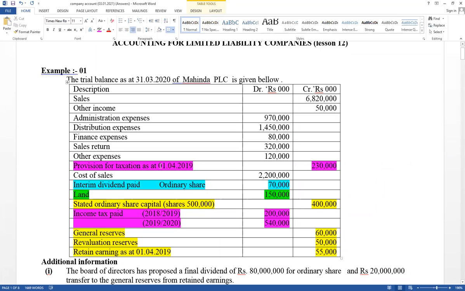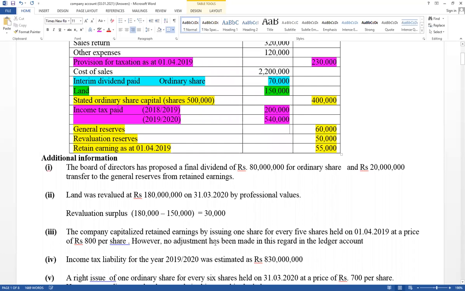Provision for income tax as at 1st April 19, and income tax paid amount 18-19 period and 19-20 period. 18-19 means last year last quarter paid amounts. 19-20 means this year first three quarter paid amounts. Try to recognize under provision and over provision also. And the additional fourth one has given income tax liability for the year. Right, think about it: first three quarter paid amount plus last quarter estimate value equals income tax liability for the year.